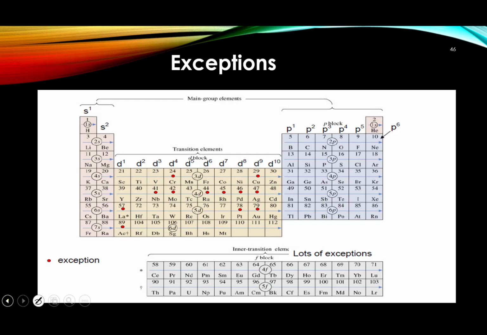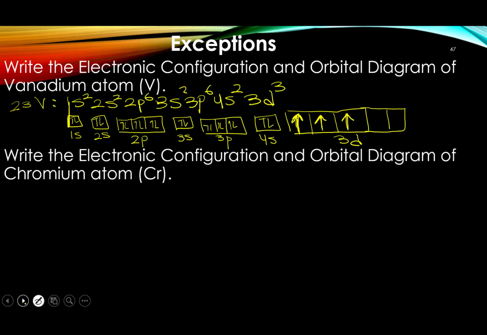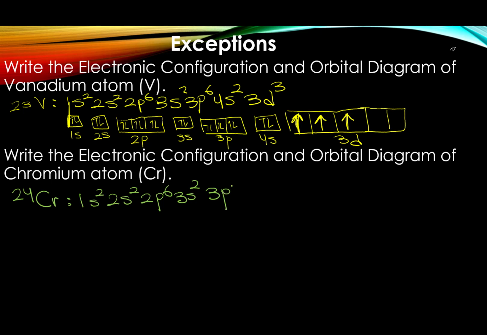And why is it the exception? Let me write it down in a different color. Okay. And chromium has 24 electrons. And it's going to be 1s2, 2s2, 2p6, 3s2, 3p6, 4s2, and 3d4. That makes up to 24 electrons. Now let's do the orbitals.